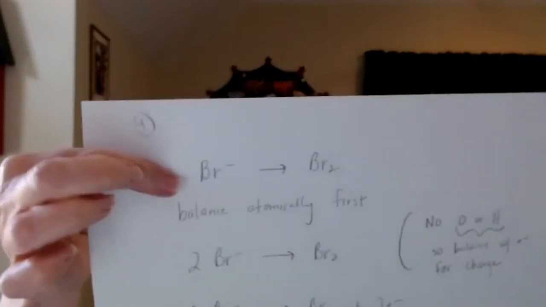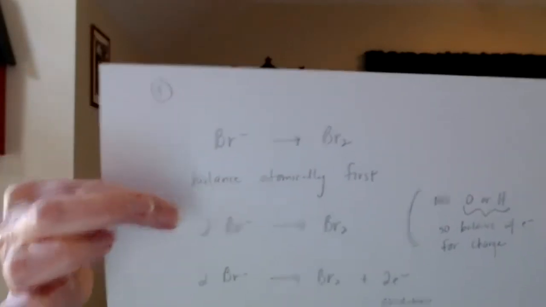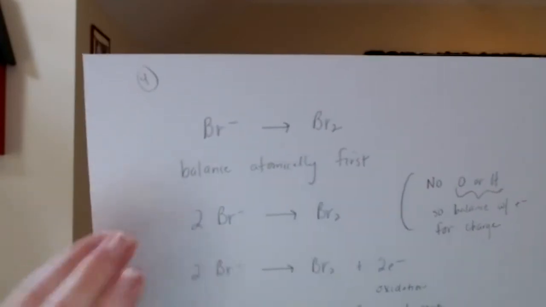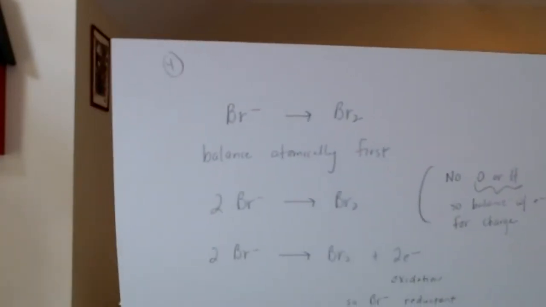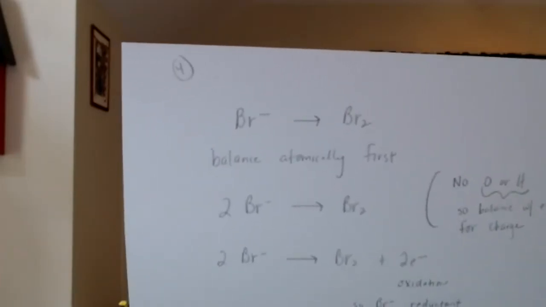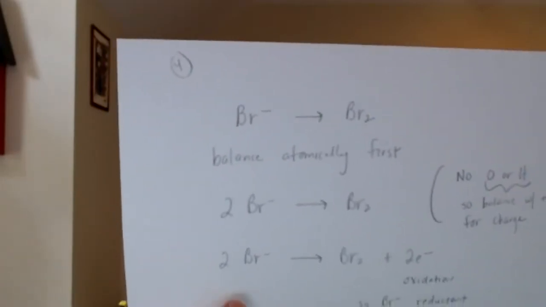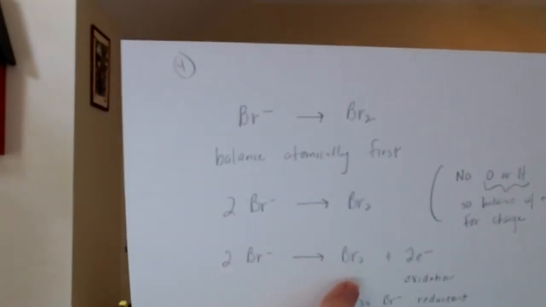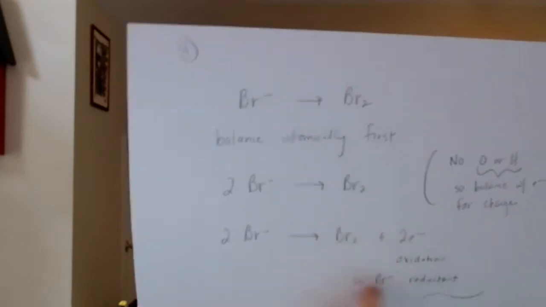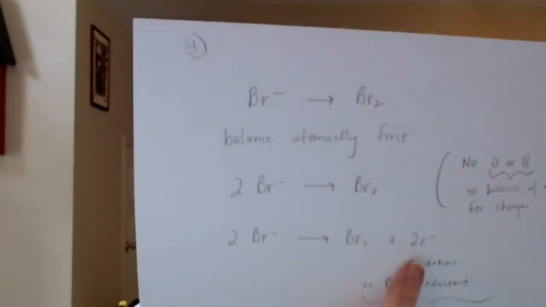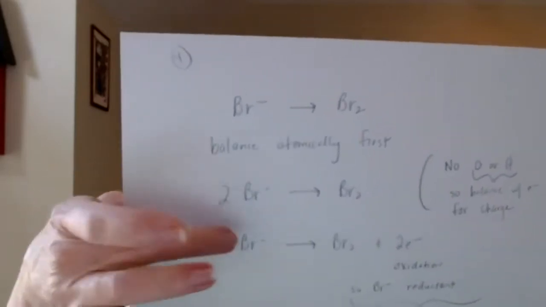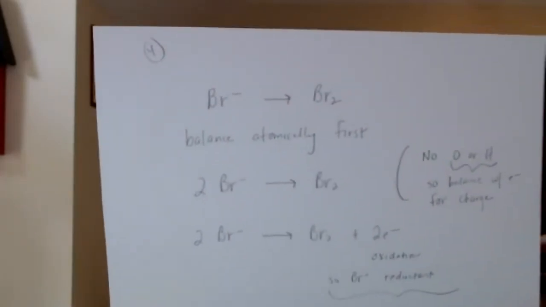Okay, you go ahead and balance atomically. Okay, and then you notice, oh my goodness, I have no oxygens or hydrogens deficient, so no water's needed. But I have 2 negatives here, and this is neutral. I need to add electrons here to make it 2 negative. Because I'm losing electrons, that's oxidation, so the bromide becomes my reductant.